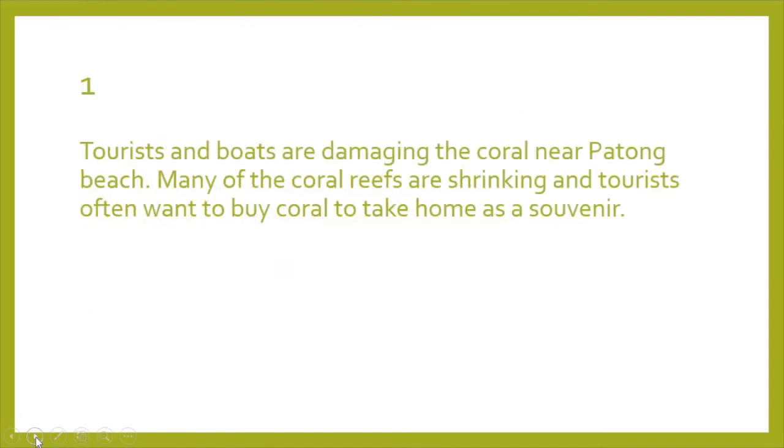So, problem number 1. Tourists and boats are damaging the coral near Patong Beach. Many of the coral reefs are shrinking and tourists often want to buy coral to take home as a souvenir. So have a look at decision A, B and C alongside problem 1 and write in the final choice column which one you think would be the most sustainable solution to this issue.